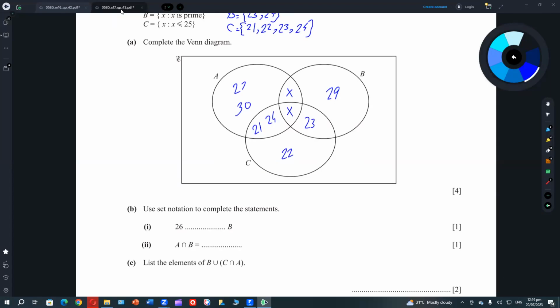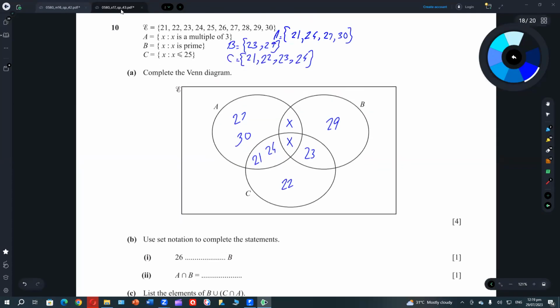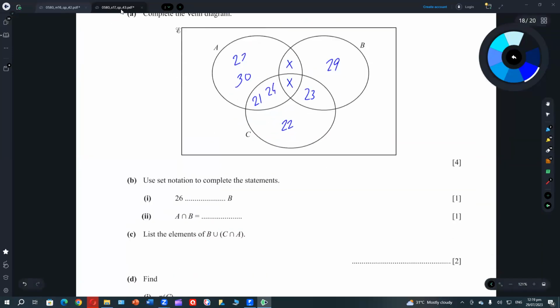Yes. Good. Use set notation to complete the statement: 26 is a member of B. Is it present in B? Yes. Oh no, sorry, no. So you will make this symbol and cross it like this. This symbol means not present in B. Okay.